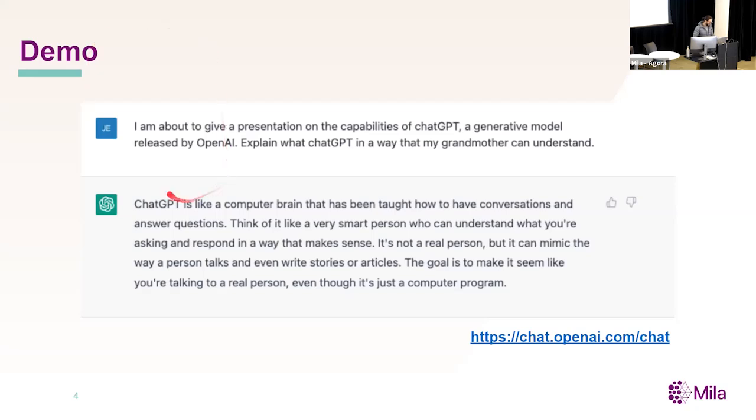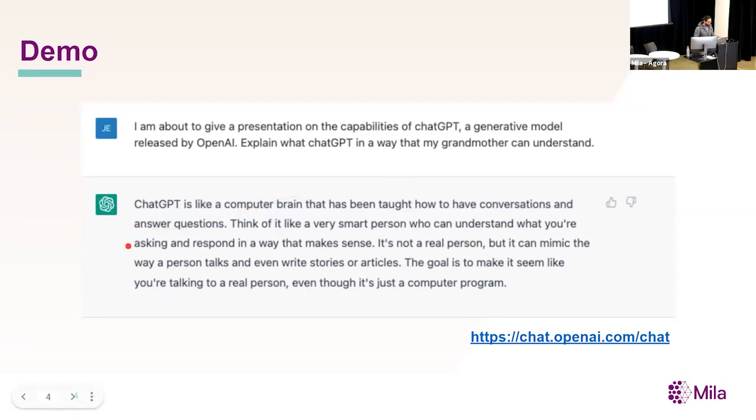So this is me just talking to ChatGPT, and I say, I'm about to give a presentation on the capabilities of ChatGPT, a generative model released by OpenAI. Explain what ChatGPT is in a way that my grandmother can understand. And so this kind of gives you an idea of what this thing can actually do. You write text and it spits out text. And most of you have probably already played with it. It does so word by word. It's kind of fun. It almost looks like someone is thinking. And so here it responds.